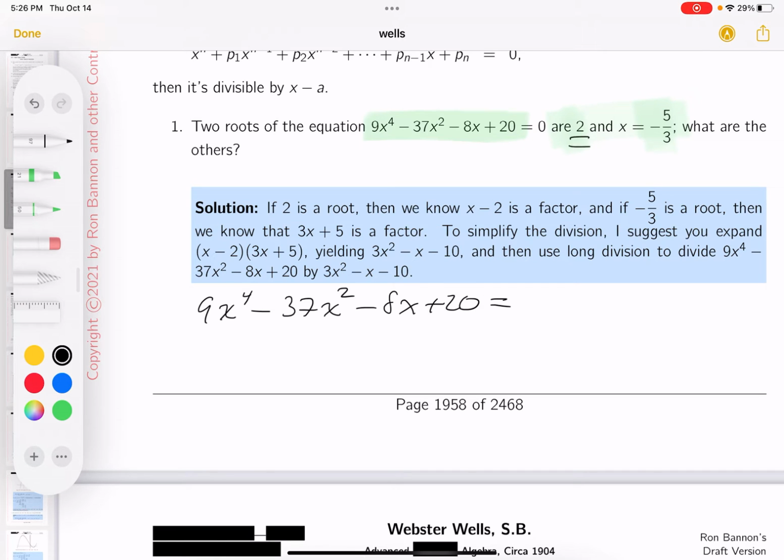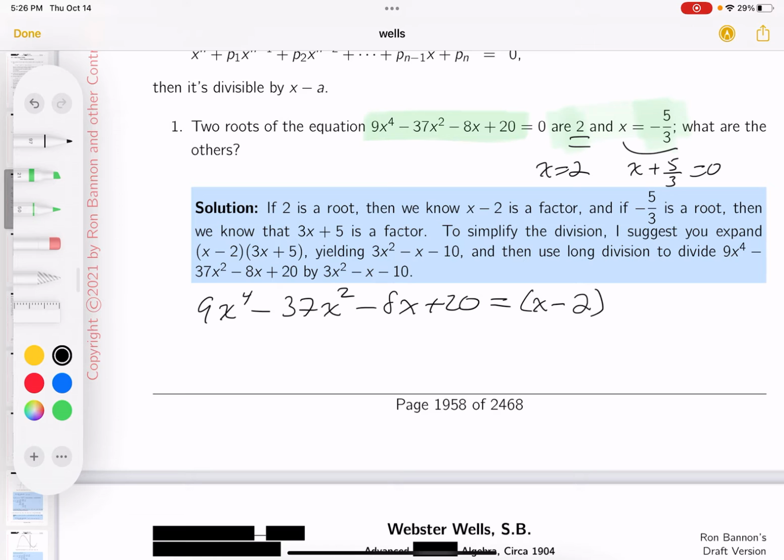well, I know if 2 is a root, a factor would be x minus 2. And why is that? Well, I'll write that down. If x equals 2, subtract 2 from both sides, and you would get x minus 2 equals 0. I'm going to write the other one down. Now, what's the other one going to be? It's right over here, and that would be x plus 5 thirds is equal to 0.